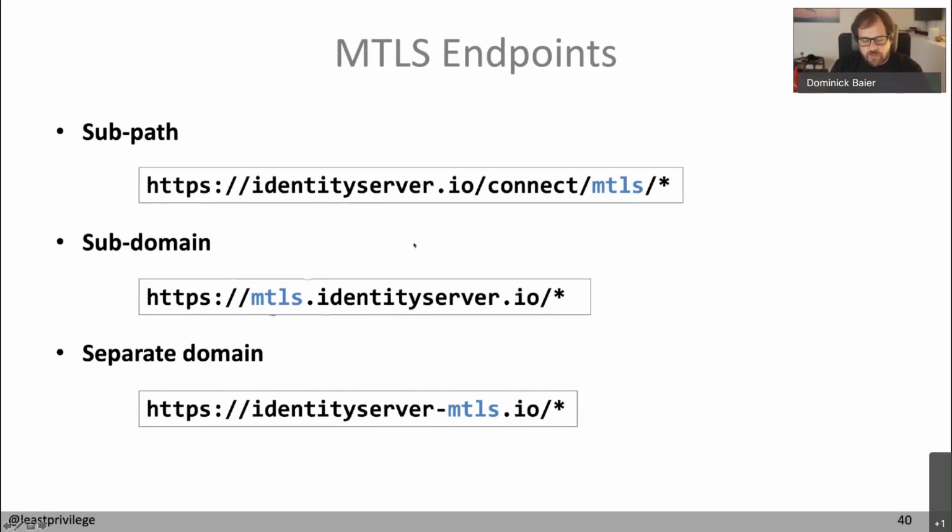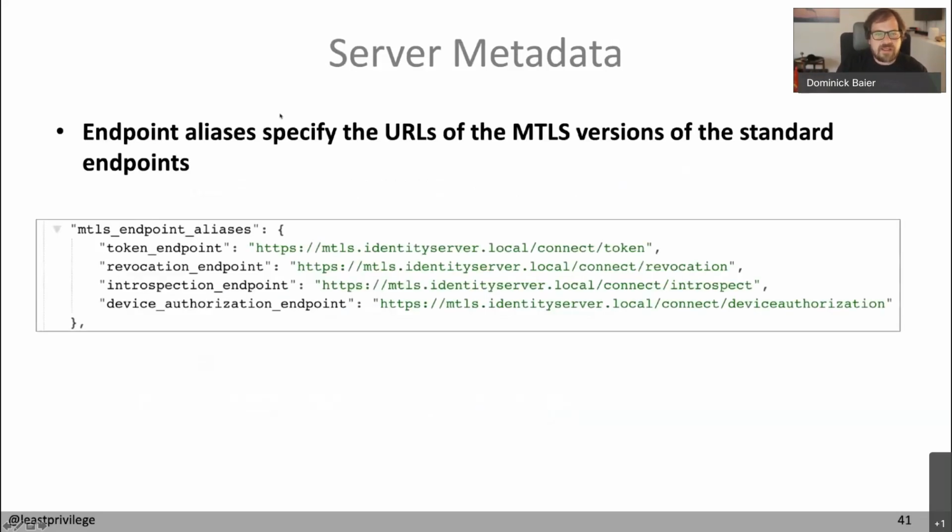Regardless of which method you choose, when you look at the metadata of your token service, there will be a new element called mtls_endpoint_aliases. That basically says, if you're looking for the MTLS version of the token endpoint, that is the one to look for and not the other one. Okay.